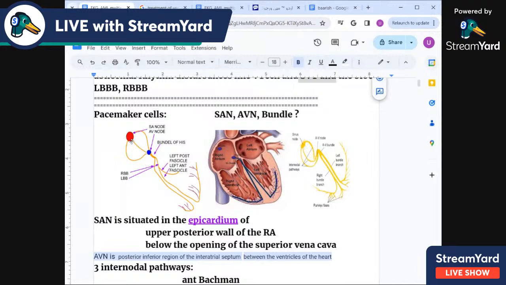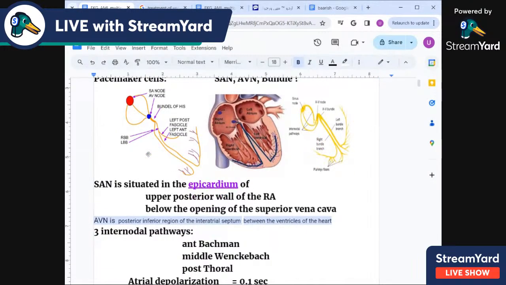The SA node is 1 meter per second, but the AV node is much smaller than the SA node. So its speed of conduction is slow because it's small and it has few gap junctions. So what's the advantage of delaying the impulse in the AV node? It allows the ventricles to be filled up with the blood that is entering the ventricle from the atria. So this is the advantage of delaying the impulse in the AV node.